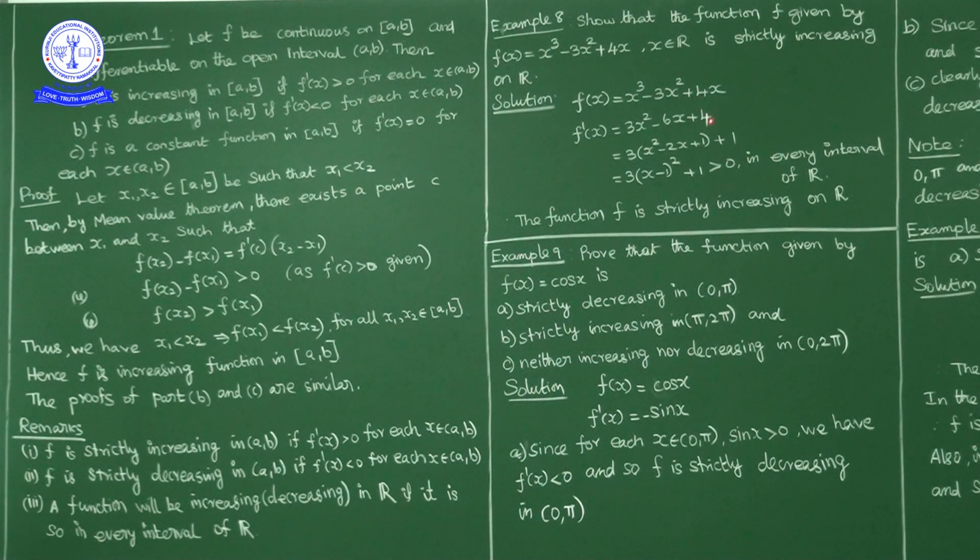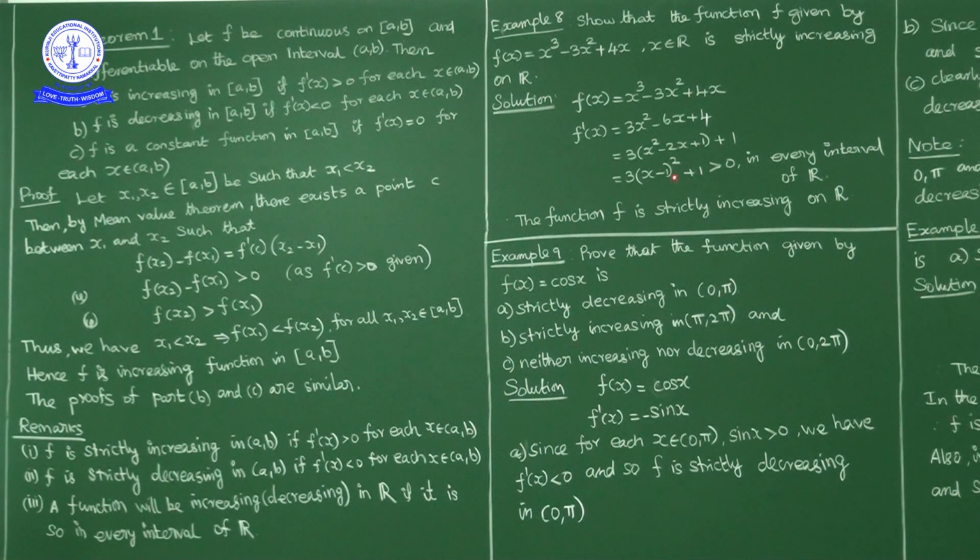This 4 I will write as 3 plus 1. So what we get, 3x square minus 6x plus 3 plus 1. For the first 3 terms take 3 common, so 3 into x square minus 2x plus 1, plus 1. Now x square minus 2x plus 1 is x minus 1 whole square, no? So 3 into x minus 1 whole square plus 1.